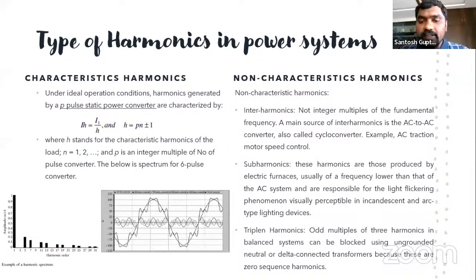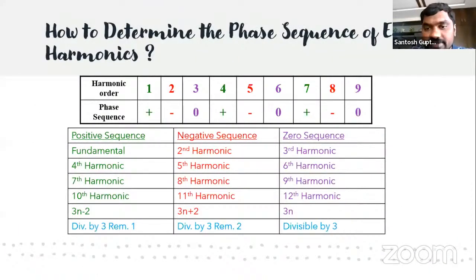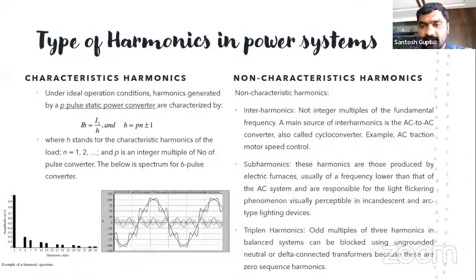And there are the triplen harmonics. We can see that they are odd multiples of the third harmonic. If you see here, the harmonics covered under the zero sequence, like third, sixth, ninth, all come under the triplen harmonics. So these do not have any direction, but they have a magnitude. These currents are basically blocked in the system if there are any ungrounded networks.